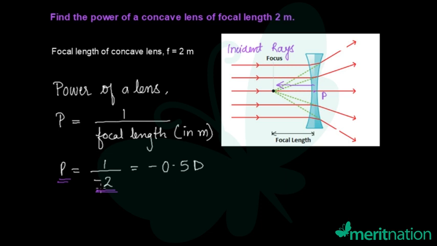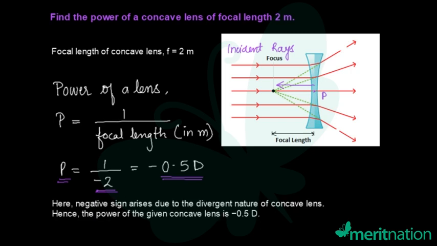What is the reason that -2 is taken for the focal length? Because we are going in a direction opposite to the direction of the incident ray to measure this focal length. Now what does this power equal to minus 0.5 diopter symbolize? It means the negative sign arising is due to the divergent nature of the concave lens. Since the nature of a concave lens is divergent, the power comes out to be negative. So the power of the given concave lens is minus 0.5 diopter, which is my desired answer.